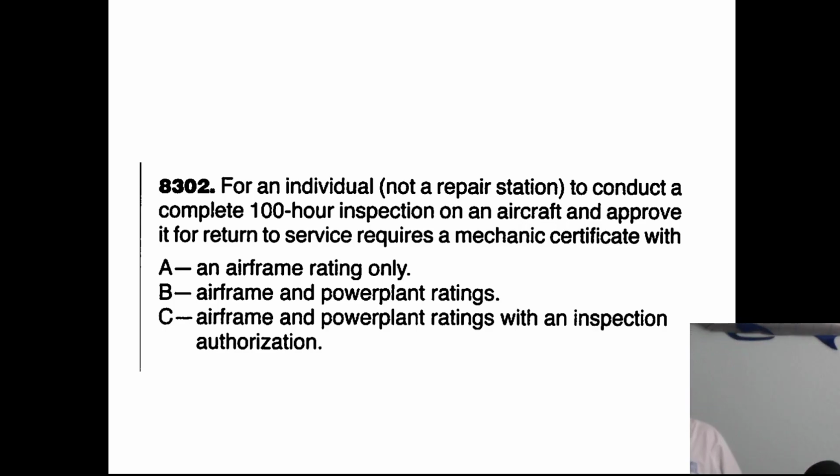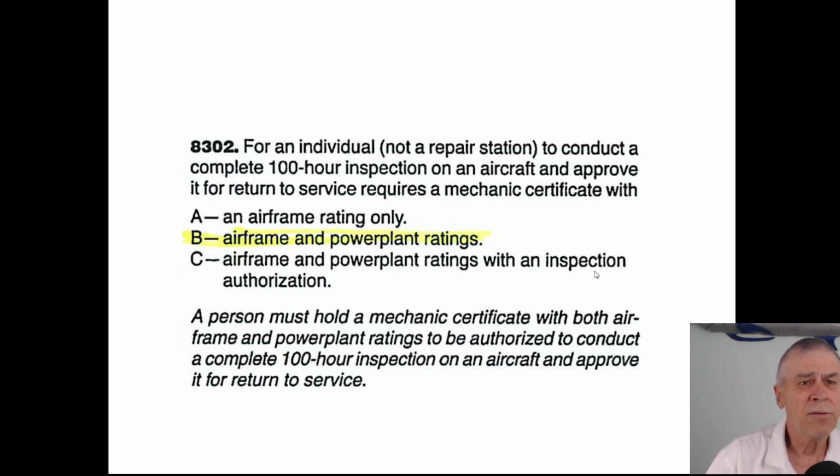B, airframe and power plant ratings. Or C, airframe and power plant ratings with an inspection authorization. B would be the best answer, airframe and power plant. And I believe it did just say an A&P mechanic may do a 100-hour inspection. So A and P, not just A, and not just P. So B is the correct answer. A and P may conduct the 100-hour inspection and approve it for return to service.